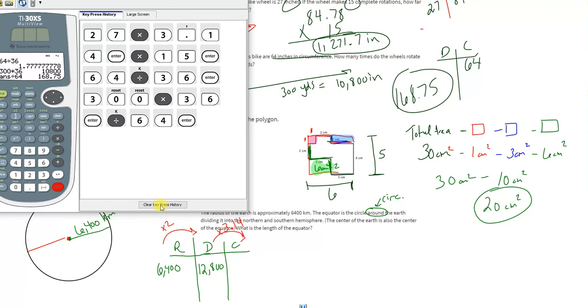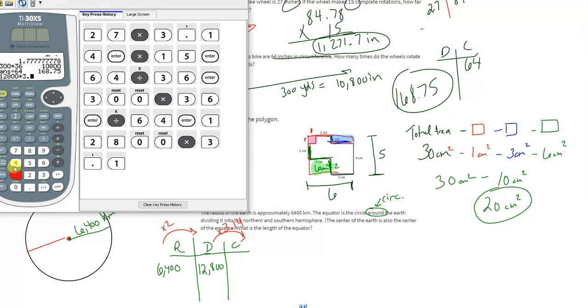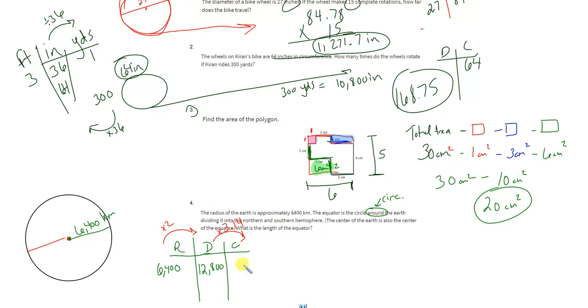So let's type that big number in. We got 12,800, and we're multiplying it by 3.14. And that will give us our distance around the Earth, which is 40,192. So 40,192 kilometers to travel around our planet, and that is the equator's circumference.